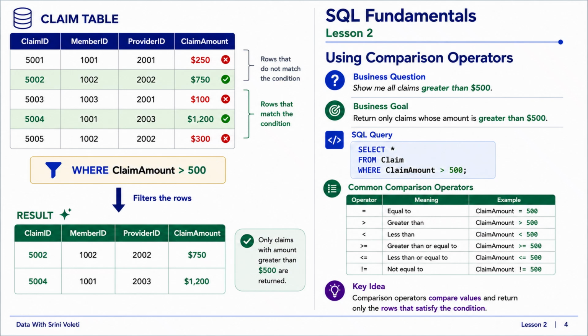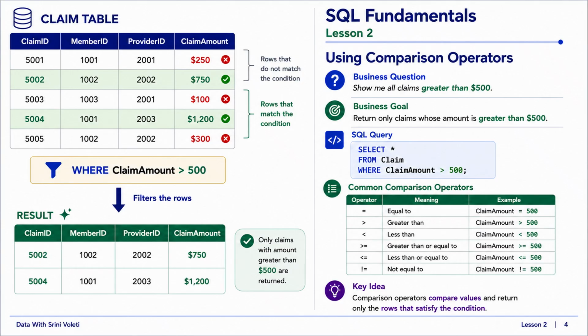Let's also take a moment to review the comparison operators you will use most often. Equals finds an exact match. Greater than finds a value larger than a specified number. Less than finds a value smaller than a specified number. Greater than or equal to includes values that are greater than or exactly equal to a specified number. Less than or equal to includes values that are less than or exactly equal to that specified number.